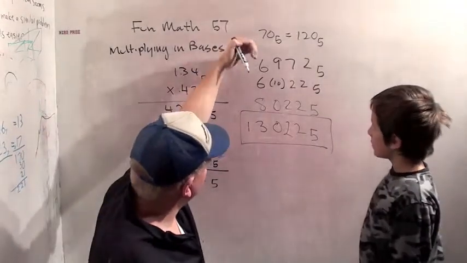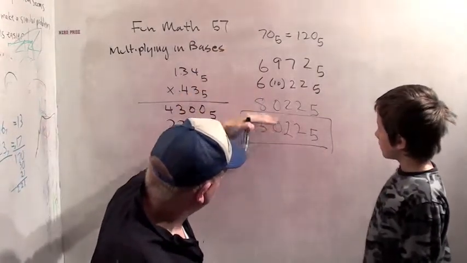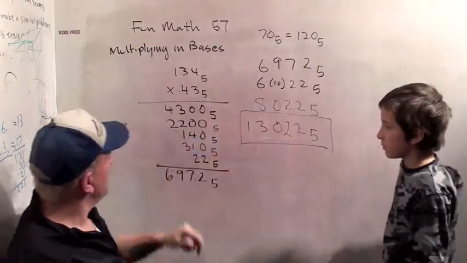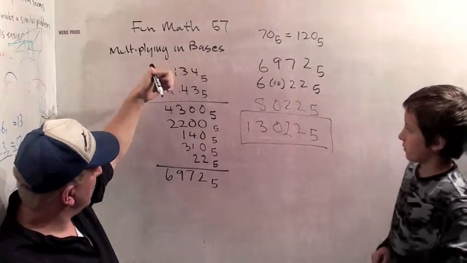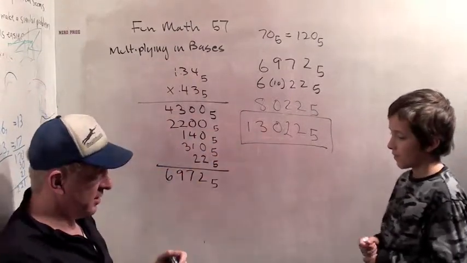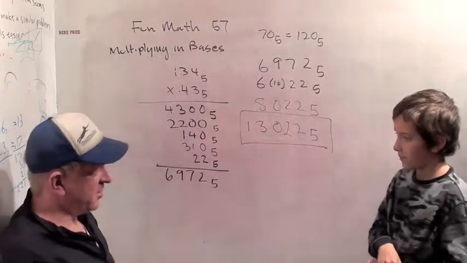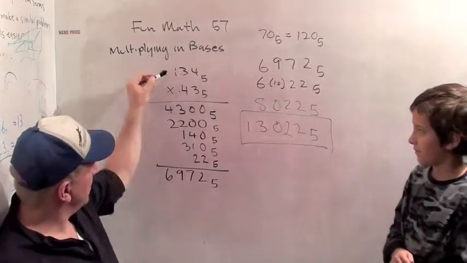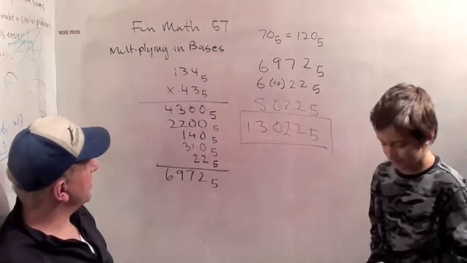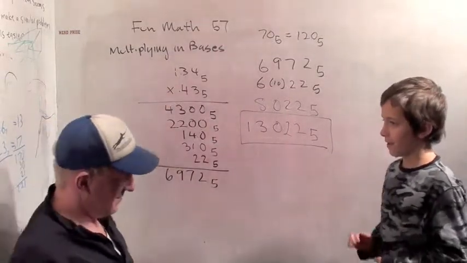This is the number you get when you correct the digits, and you get 13022 base 5. So we learned 134 base 5 times 43 base 5 is 13022 base 5. Pretty cool, right? Do you want to memorize some multiplication tables in base 5 up to 134 base 5? No. It's probably just good enough to remember how to do this. All right, high five.